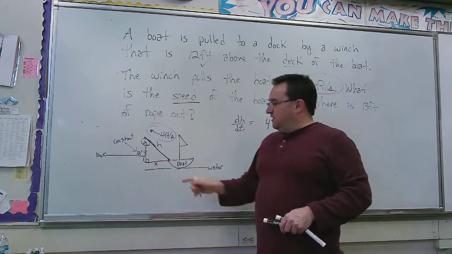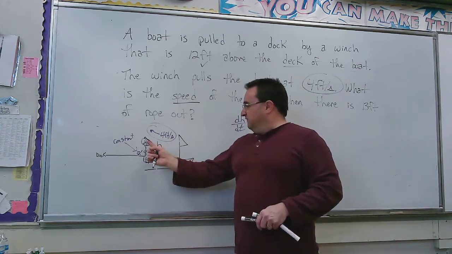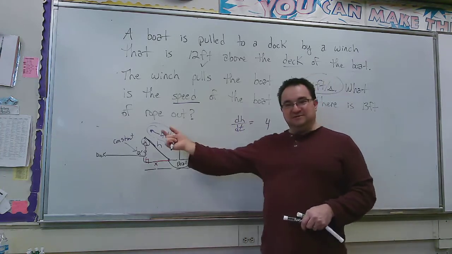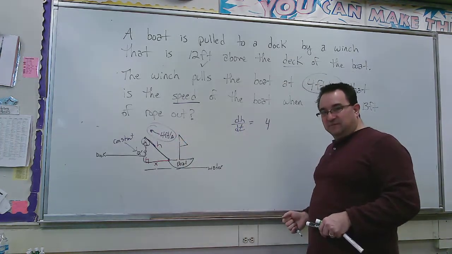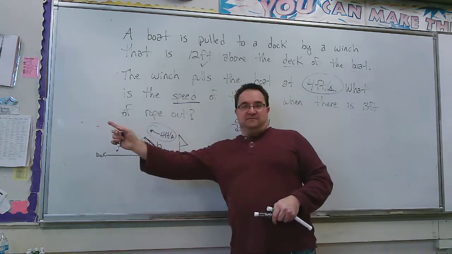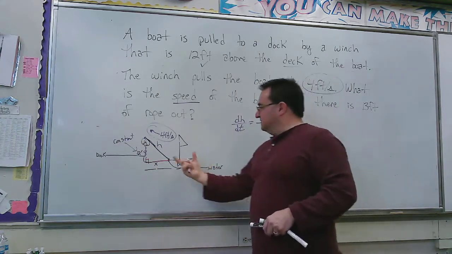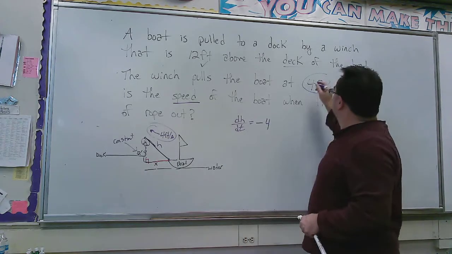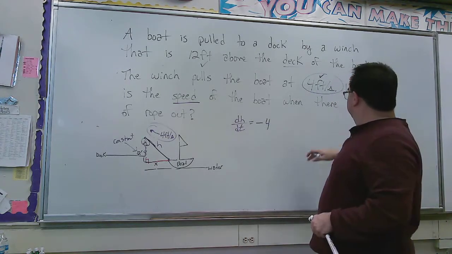It's 4, and is it getting 4 feet further out, which it could be? That would be positive because H would be increasing. Or is it getting closer in? That would be negative because H is decreasing, negative. So that takes care of the 4.